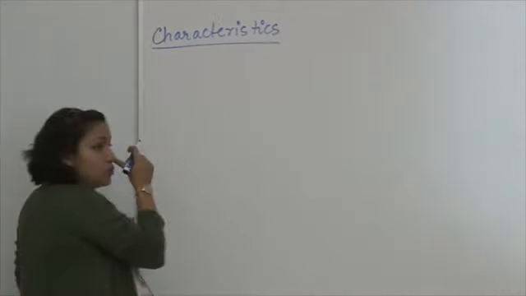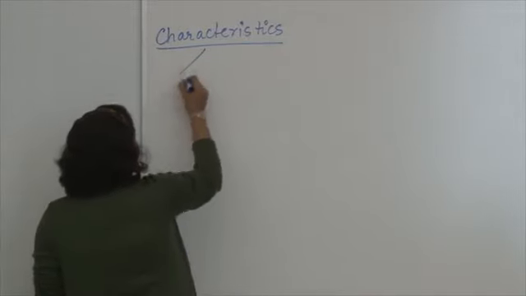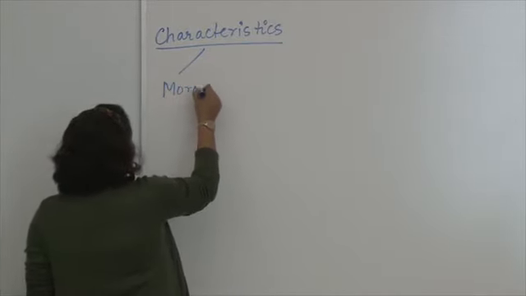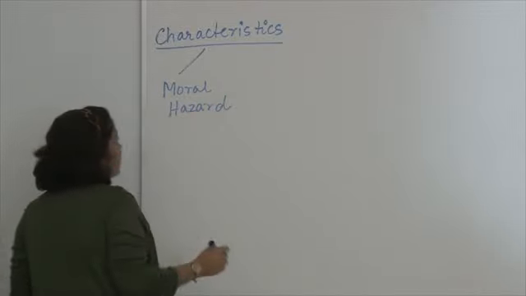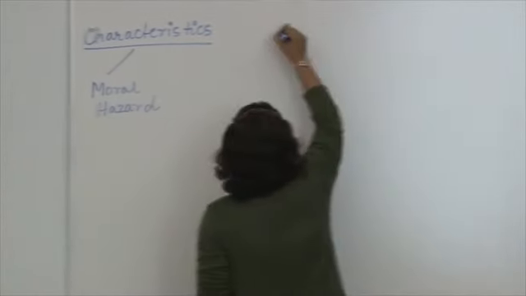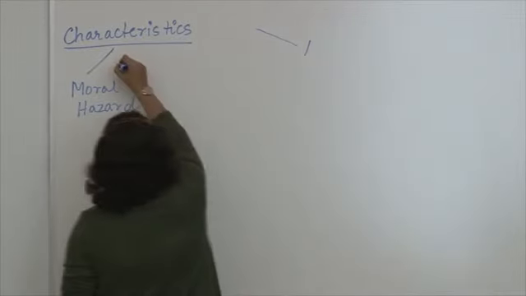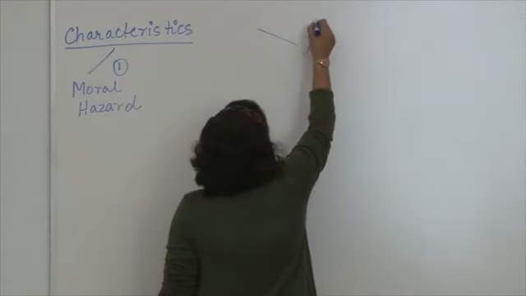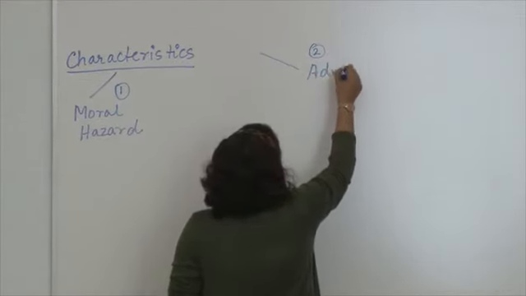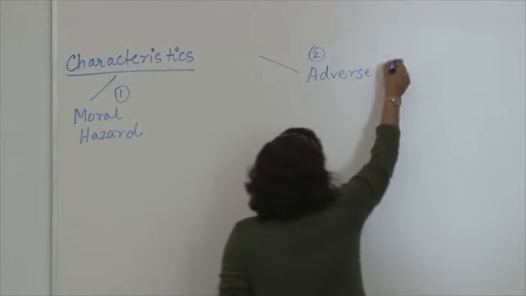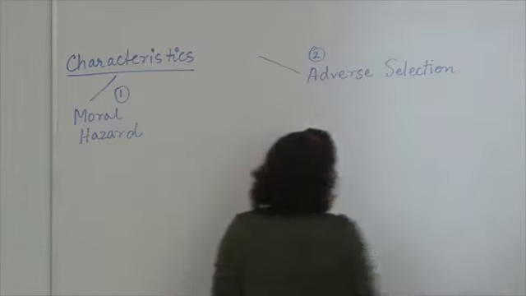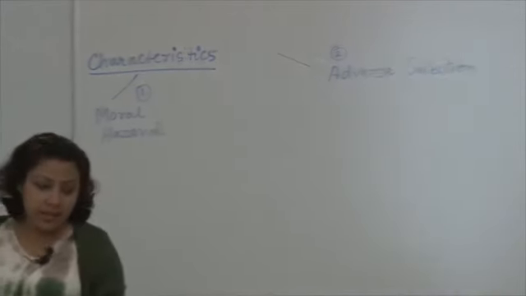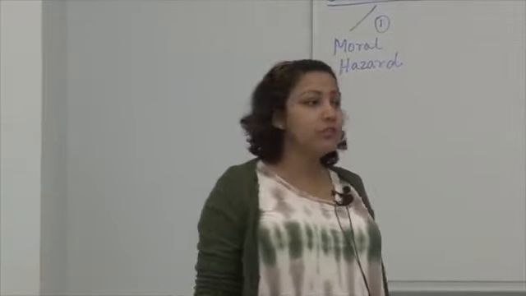Okay. These two characteristics, the first one is called moral hazard. And the second one is called adverse selection. So, the first one is moral hazard and the second one is adverse selection. Now, due to these two characteristics in the health insurance market, you have certain inefficiencies in the market.